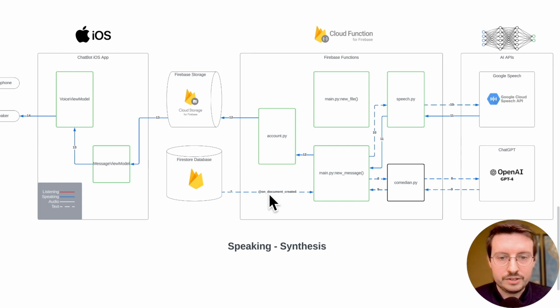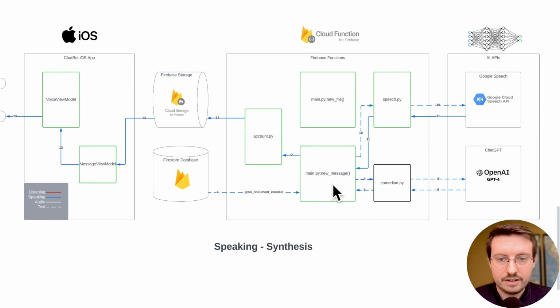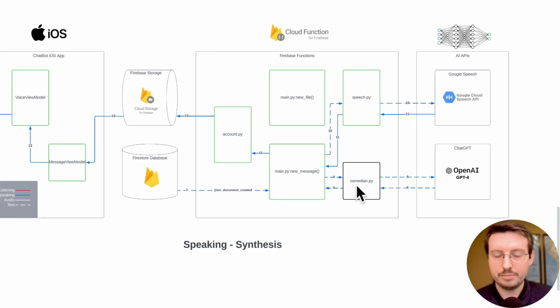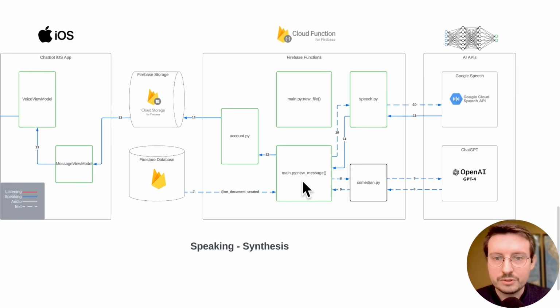So the on document created will be triggered and it will carry the text of the message that the user spoke to the system. This will trigger the new message function. The new message function will then call the comedian.py from the previous tutorial, and that will generate a response from OpenAI GPT-4. This response will then be passed off to speech.py.